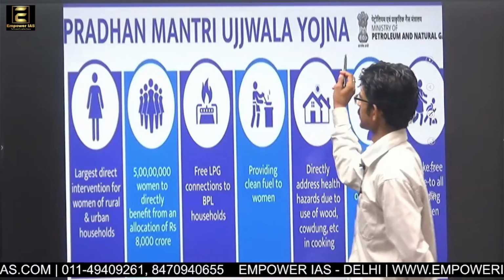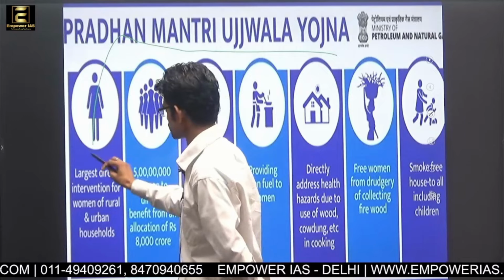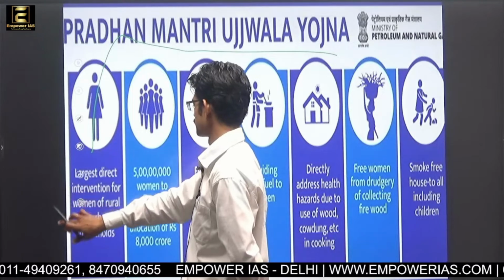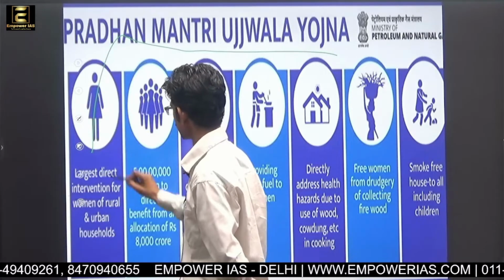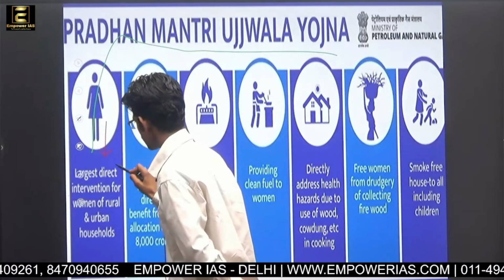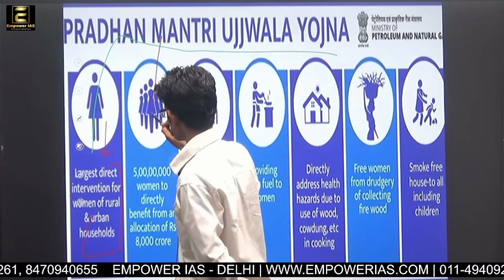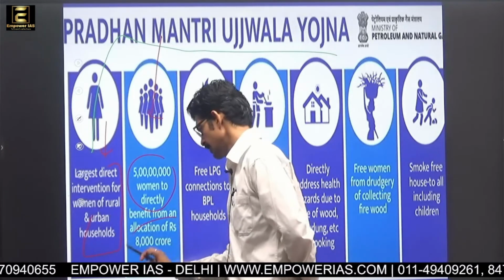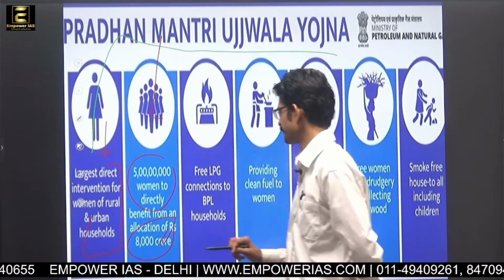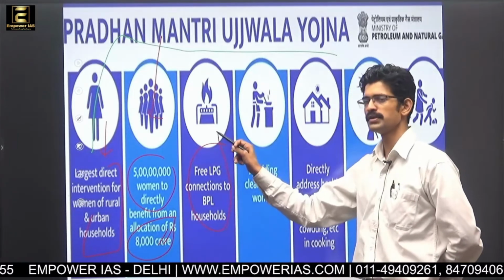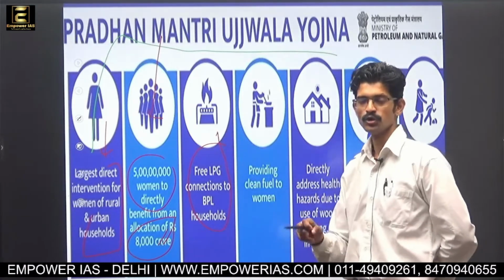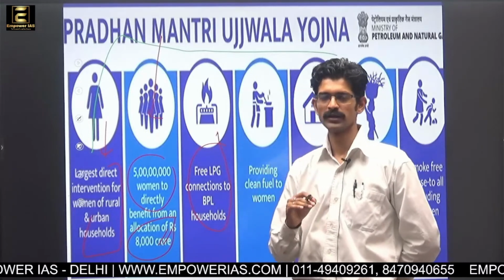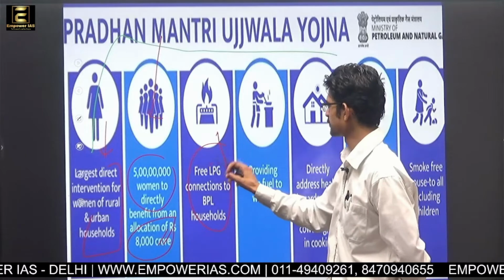Next part is the Pradhan Mantri Ujjwala Yojana and its beneficiaries at a larger level. It is the largest direct intervention for women and rural and urban households. We see that rural and urban households are taken in the Ujjwala Yojana. Second part is 5 crore women directly benefited along with rupees 8,000 crore for free LPG connections to below poverty line communities in India who are suffering from poverty and have no money to get the LPG. They are provided a free LPG connection.